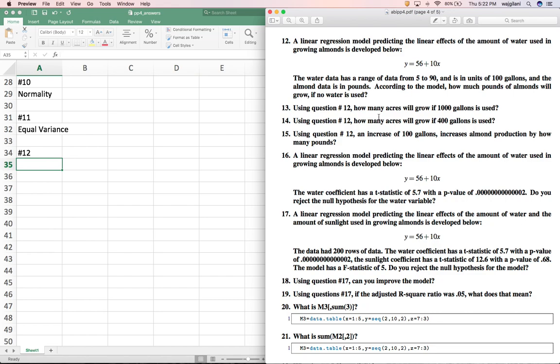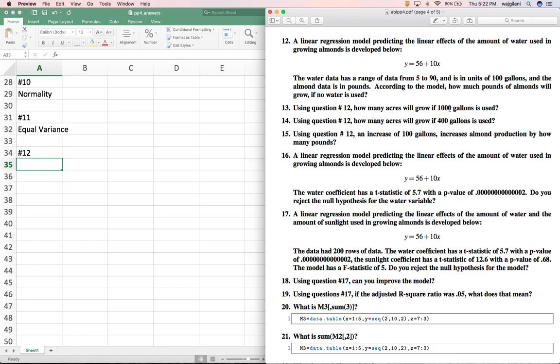Using question number 12, how many acres will grow? Oh, sorry, this is a typo. This should be pounds. How many pounds will grow if 1,000 gallons is used? First thing we do is we take that amount, 1,000 gallons, and convert it into the numeric scale that our model was trained on. Because all the units over here are in terms of 100 gallons, I'm going to divide this by 100 gallons, and I'm going to get the number 10.